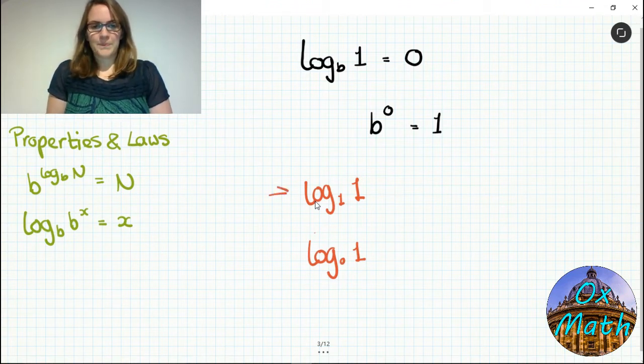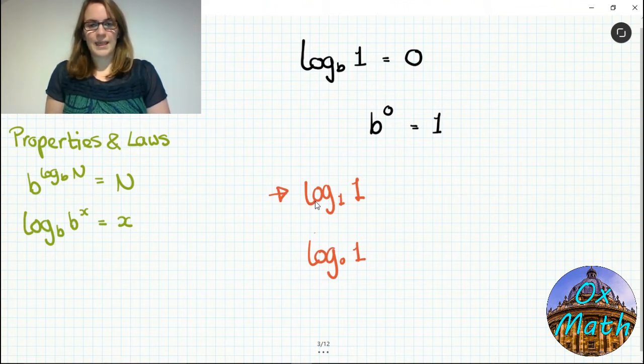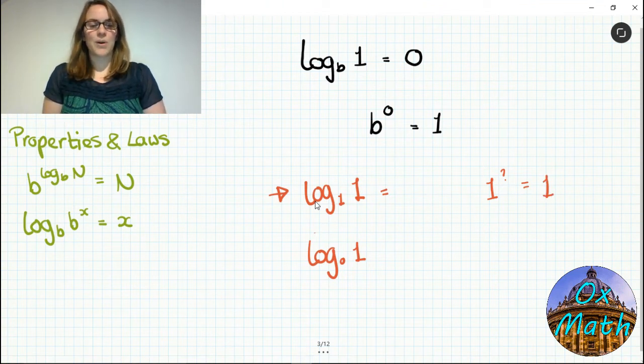This top one is asking us what power goes with 1 to get the answer 1. In that case, it could be anything. 1 to the power of anything is equal to 1. So in this case, although the answer 0 works, it won't necessarily be the right answer because 1 to the power of anything is 1.